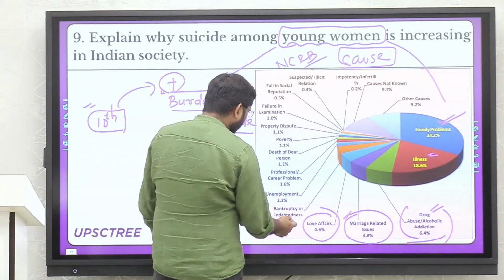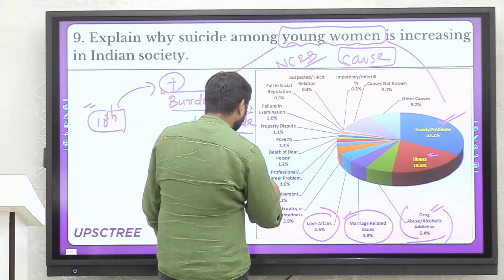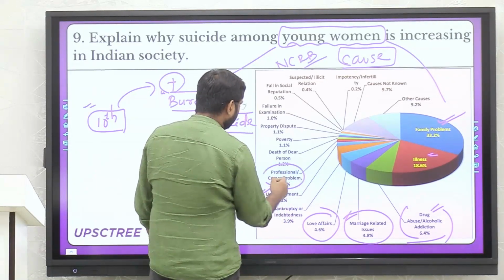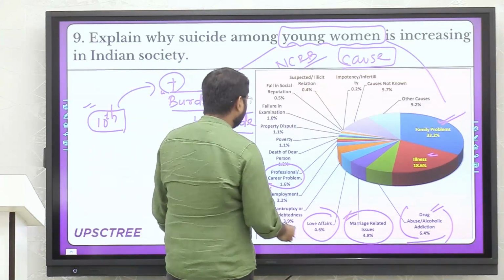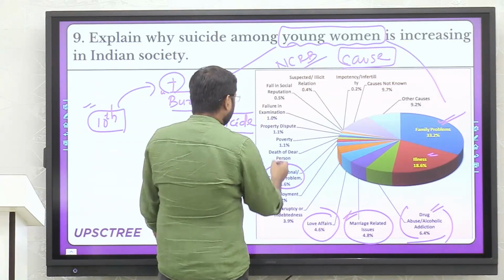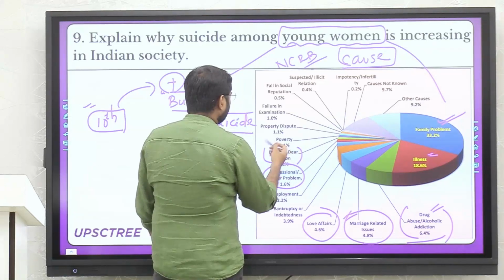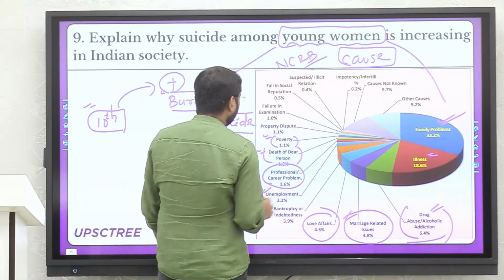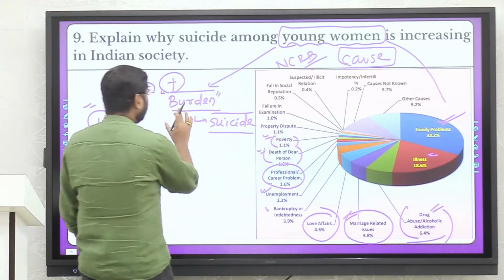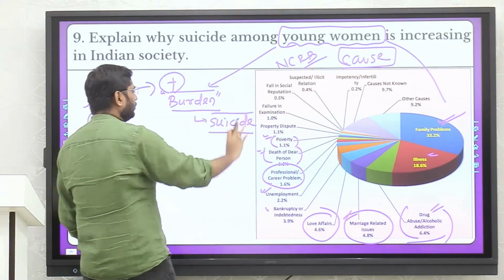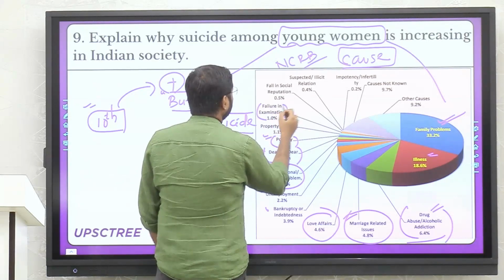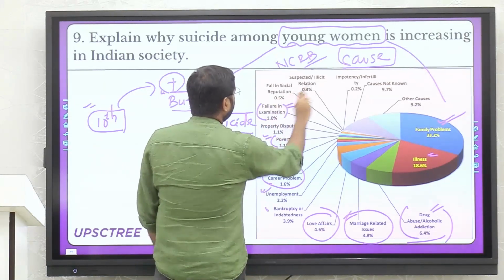Bankruptcy and indebtedness cannot be that high. Unemployment can be. Professional career problems cannot be that high because they have not started their career. Death of a dear person, yes, we can say that. Poverty is another major cause of young women committing suicide, because poverty creates burden, and then burden pushes one to commit suicide. Property dispute and failure in examination can be causes, but these are minor causes.